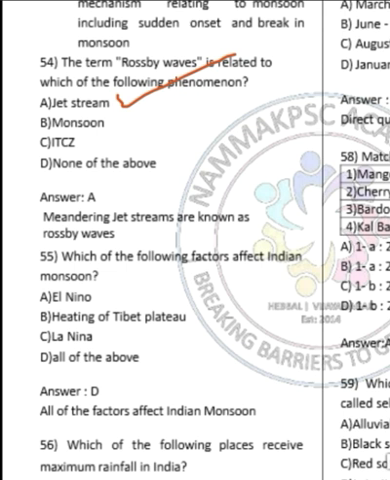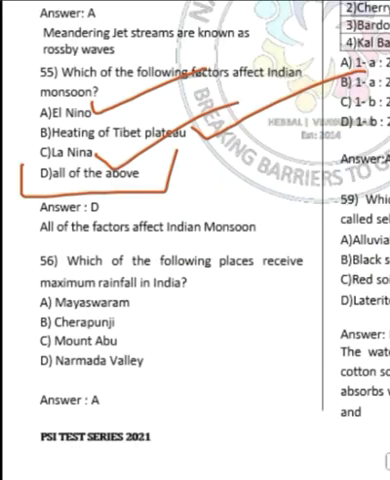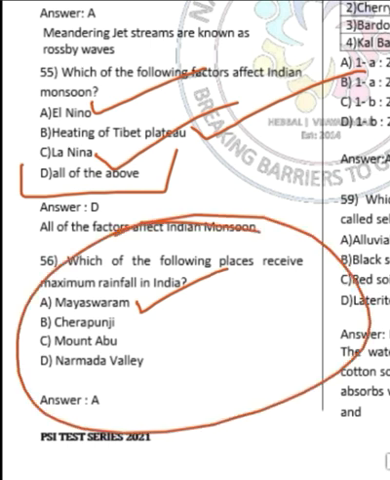Question number 55. Which of the following factors affect Indian monsoon? So options you can see El Nino, heating of Tibetan Plateau, or La Nina. So all these factors affect Indian monsoon. Answer is option D, all of the above. Question number 56. Which of the following places receive maximum rainfall in India? Answer is option A, Mawsynram. So Mawsynram, this place receives a rainfall about 10,000 centimeter per year. So recently there was a news that the rainfall content in Mawsynram is decreasing year by year because of the climate change phenomena. So in this background, this question may become important.